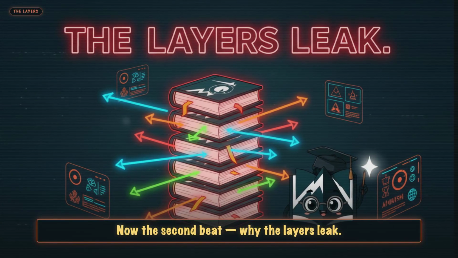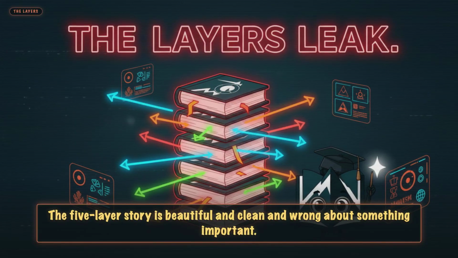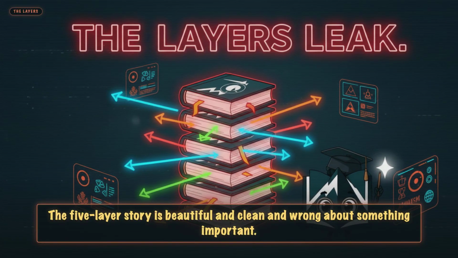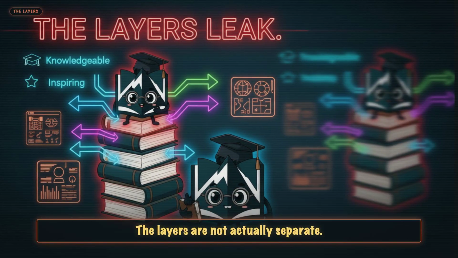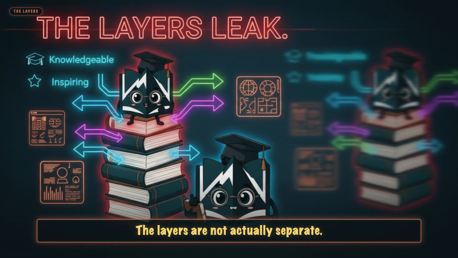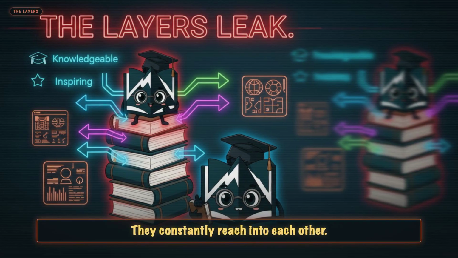Now the second beat, why the layers leak. The 5-layer story is beautiful and clean and wrong about something important. The layers are not actually separate. They constantly reach into each other.